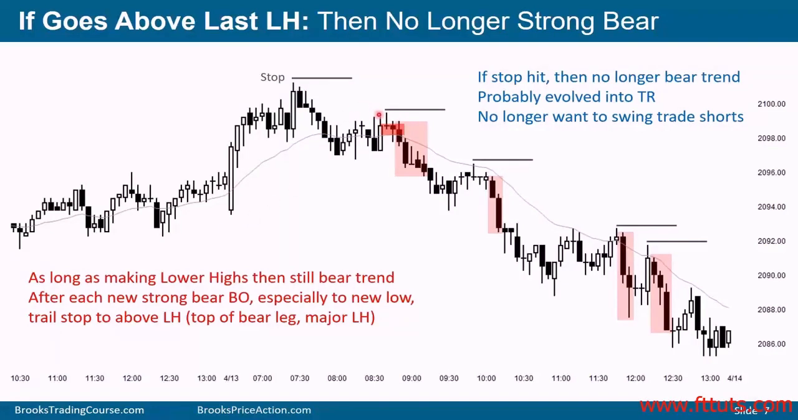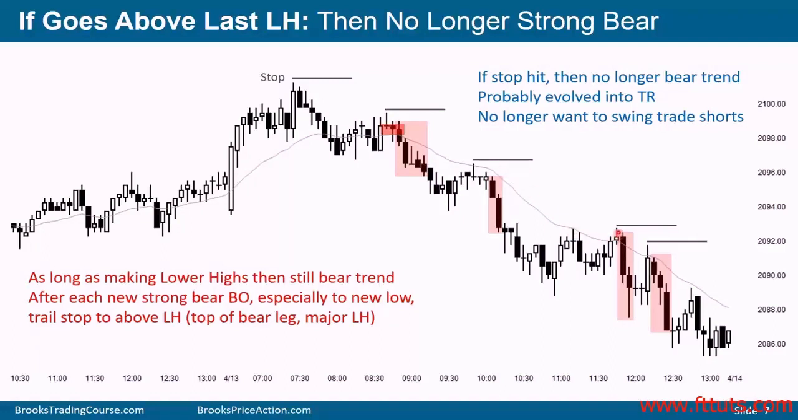Your premise is that it's in a bear trend, and therefore it should be forming lower highs. And if it stops forming lower highs, then it's no longer in a bear trend. Is this a major lower high? We have a strong bear breakout, but only one bar did not get to a new low. Therefore, this is not a major lower high, and therefore traders should not lower their stop from here to here.